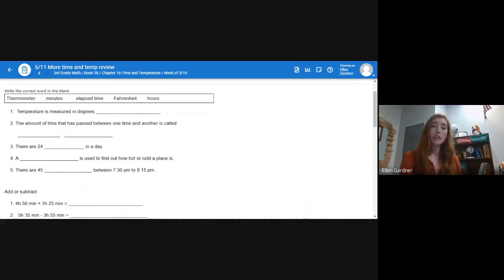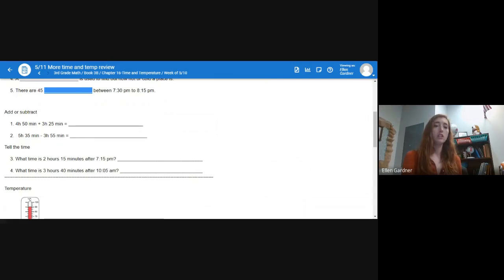Number 4, a blank is used to find out how hot or cold a place is. What did you put? Thermometer is correct. Great job. By the way, you could have just the words themselves written with the number. You don't have to necessarily write down this whole thing. Number 5, finally, what did you put for this one? There are 45 blank between 7:30 p.m. and 8:15 p.m. Minutes. Very good. That's what we should write in the blank, minutes. That's the elapsed time. 45 minutes is the elapsed time between 7:30 and 8:15.